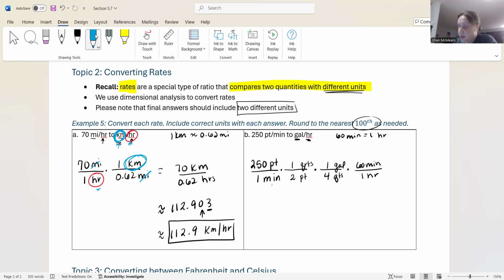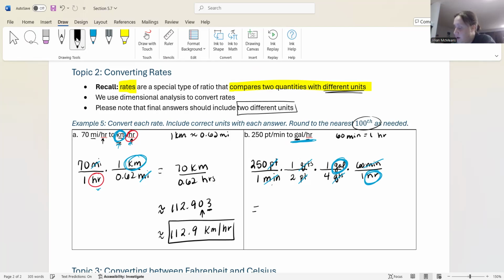So we want everything to cancel, but hours in the denominator and gallons in the numerator. So hopefully everything else cancels. So let's see. Well, pints cancel, that's good. Quarts cancel, that's good. Minutes cancel, that is good. And that left us with gallons in the numerator, hours in the denominator, which is exactly what we want. Okay, so let's clean it up a little bit.